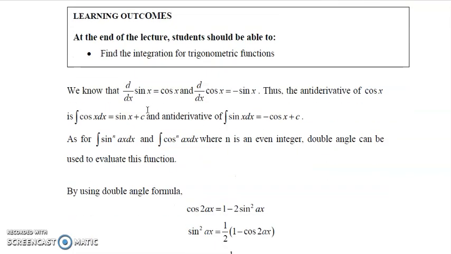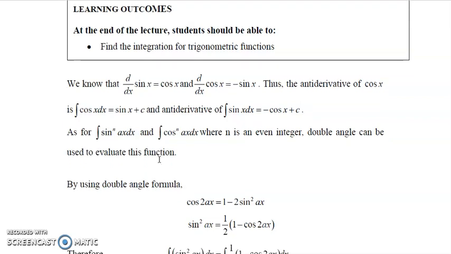If you derive sine x, you will be having cos x. If you derive cos x, you will be having negative sine x. How do we know? You already learned in the previous semester. So you need to open back the previous semester's notes. So the antiderivative of cos x is sine x plus c, and so on.